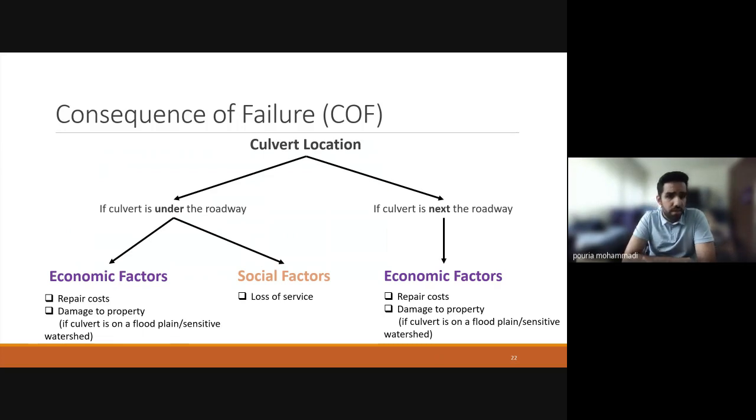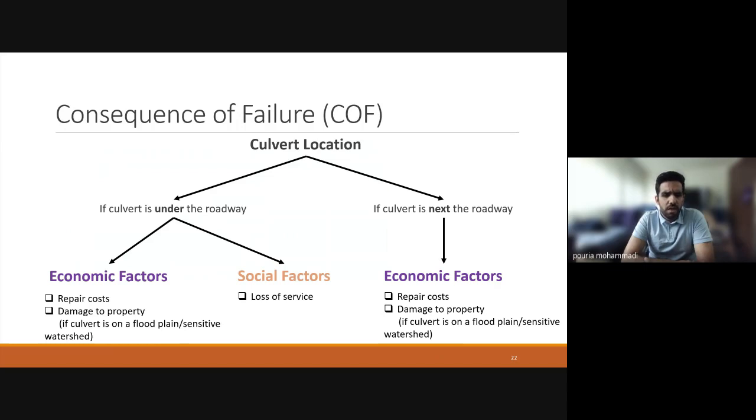But for consequence of failure, it's different. Consequence of failure is linked to the asset type and is categorized into economic and social factors. Economic factors include repair or replacement cost and damage to nearby properties. Since the real economic impact is composed of various cost items, some studies have tried to estimate the cost using indirect approaches. For example, we can take the physical dimensions of culverts, such as diameter or span, to approximate the repair or replacement cost.